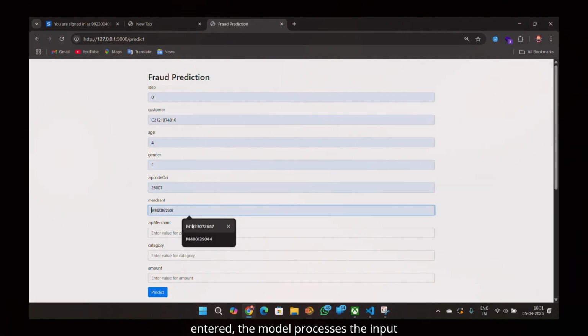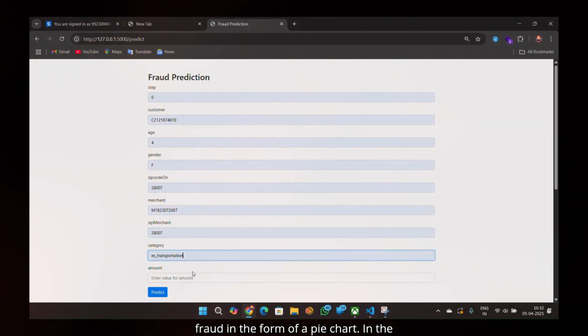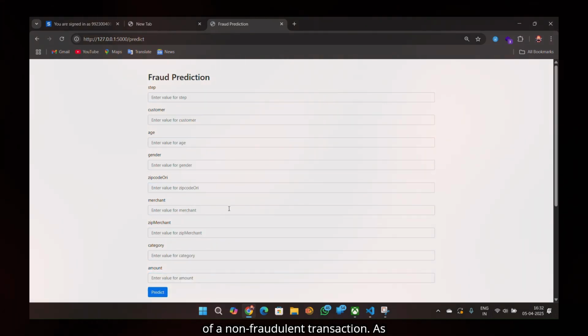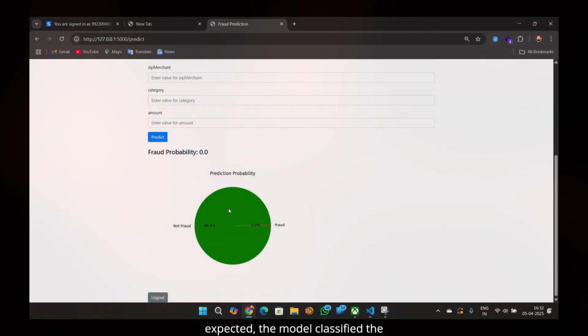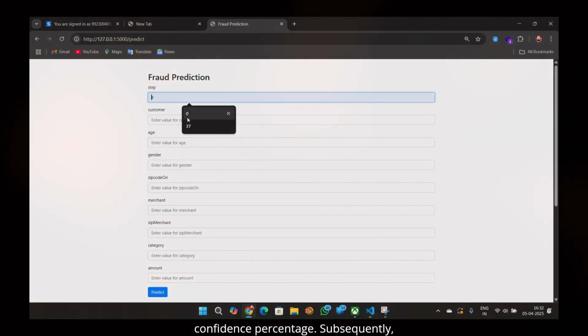Once these values are entered, the model processes the input and displays the predicted probability of fraud in the form of a pie chart. In the initial test case, we entered the details of a non-fraudulent transaction. As expected, the model classified the transaction as not fraud with a high confidence percentage.